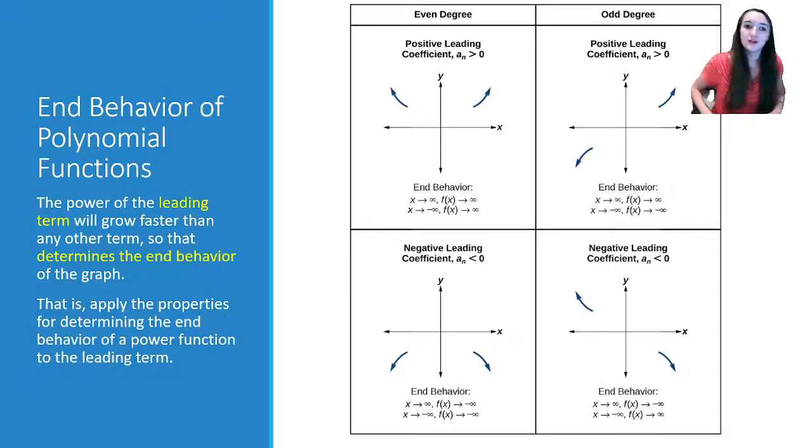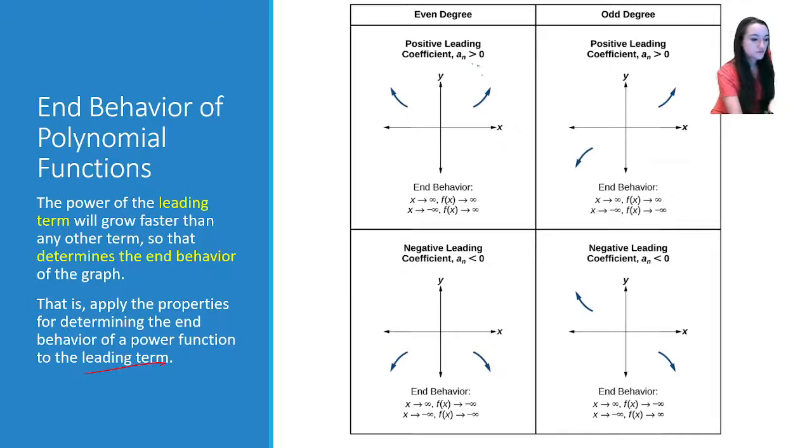Now, back to end behavior. So, if you remember what I said with power functions, the way it worked for a power function works for a polynomial as well. But now we are treating our leading term as our power function. So the power of the leading term will grow faster than any other term in our polynomial. So that determines the end behavior of the graph. So we can apply the properties for determining the end behavior of a power function to the leading term itself.